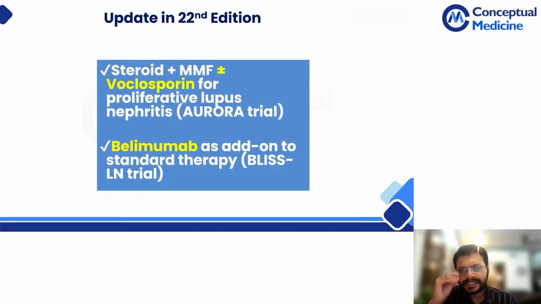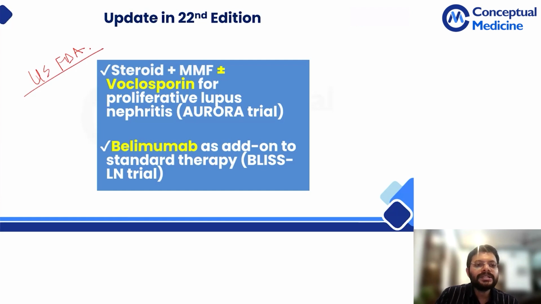So let us talk about some updates that I found when I read about whatever I talked about till now from Harrison's textbook. There are a couple of things that are new in the 22nd edition, which were missing from the 21st edition. That is the mention of 2 new drugs which are US FDA approved for the treatment of lupus nephritis and SLE in general.